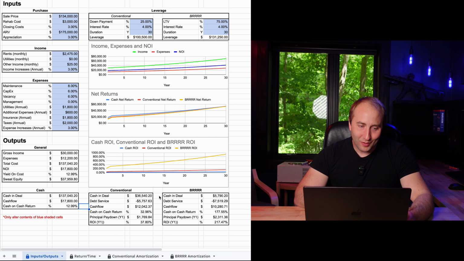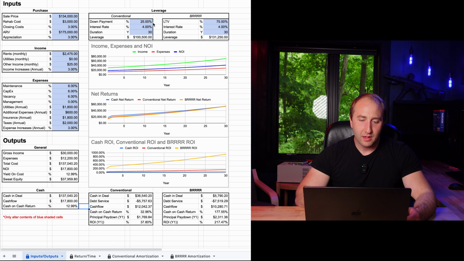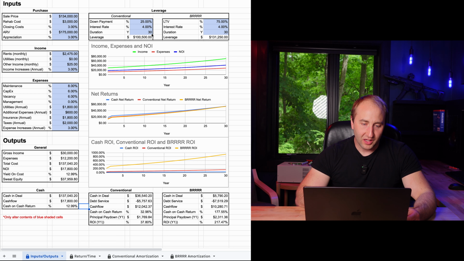So this was if you were to buy it with a conventional mortgage, putting 25% down to purchase it, in a 30-year fixed loan. You can put your debt terms in here. I personally put 25% down. That's what's required for multifamily properties, or at least it was for me. The interest rate is 4%, and the duration is a 30-year fixed.